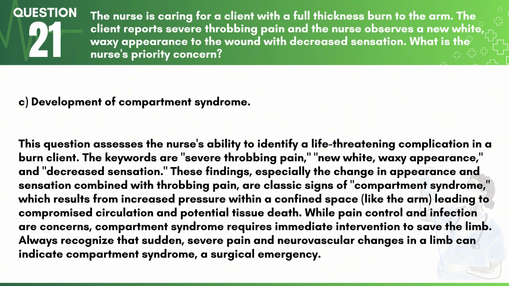Answer: C. Development of compartment syndrome. This question assesses the nurse's ability to identify a life-threatening complication in a burn client. The keywords are severe throbbing pain, new white, waxy appearance, and decreased sensation. These findings, especially the change in appearance and sensation combined with throbbing pain, are classic signs of compartment syndrome, which results from increased pressure within a confined space, like the arm, leading to compromised circulation and potential tissue death.